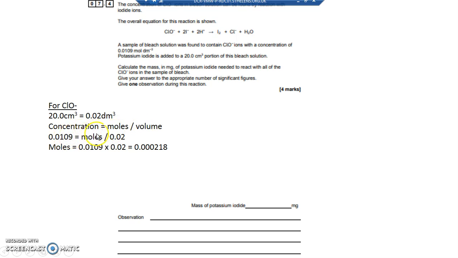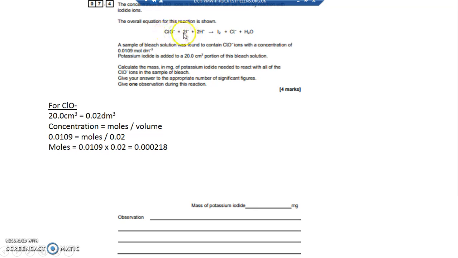Concentration is moles divided by volume, so 0.109, which is the concentration of the ClO-, equals moles divided by 0.02, that's the volume in decimetre cubed. Multiply those two together, I've got the number of moles of ClO- in this bleach. The next thing I've got to do is work out, ClO- reacts with potassium iodide. The iodide ions are I minuses, so the potassium iodide makes I-.